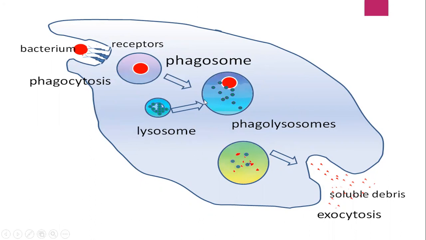And then as a result, everything will break down, and the soluble debris will go outside the cell, while the insoluble will stay inside the cell. This is called exocytosis.